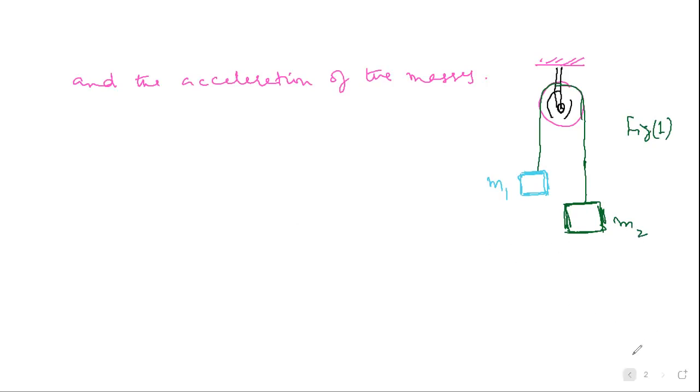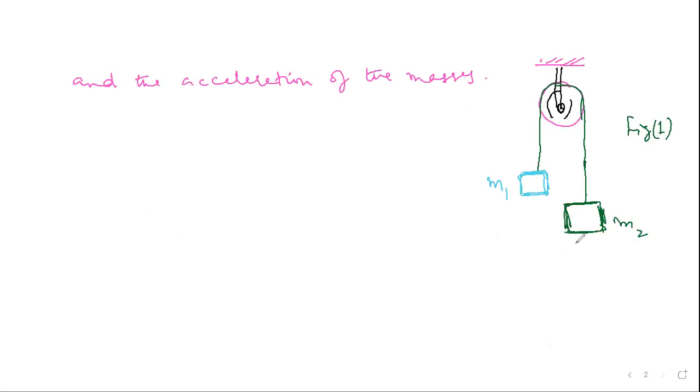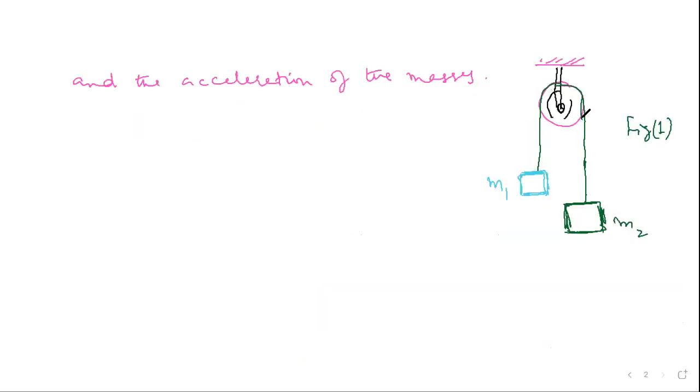So let me repeat the problem. So problem says consider two unequal masses. So we have two unequal masses, M1 and M2. They are unequal, so they are not equal. Connected by a string that passes over an ideal pulley. So these two unequal masses are connected by this string, right? They are connected by this string, and string passes over an ideal pulley.